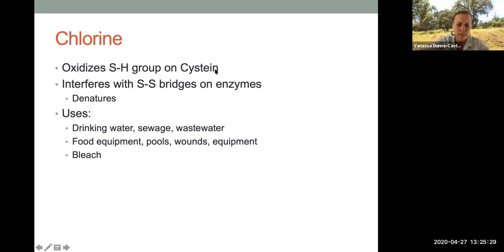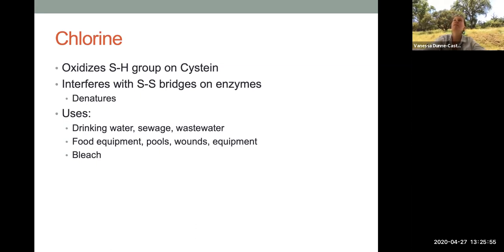is an amino acid, and therefore it disrupts any kind of protein or enzyme. So it interferes with these disulfide bridges on proteins and enzymes, which cause denaturation of proteins and enzymes. Disulfide bridges are not found on DNA, so this does not interfere with DNA, but they are found on any proteins.